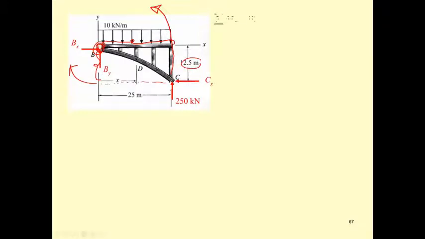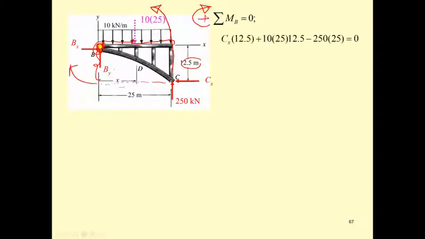If we have that, and then we put the moment at B, and we put this as the plus, so the C sub x times 12.5 is positive, and then the 250 times 25 is going to be negative. And we also have this is the resultant force of the uniform load. That is going to rotate with the same direction as the C sub x. So it's going to be 10 times 25 and have the moment arm of 12.5.